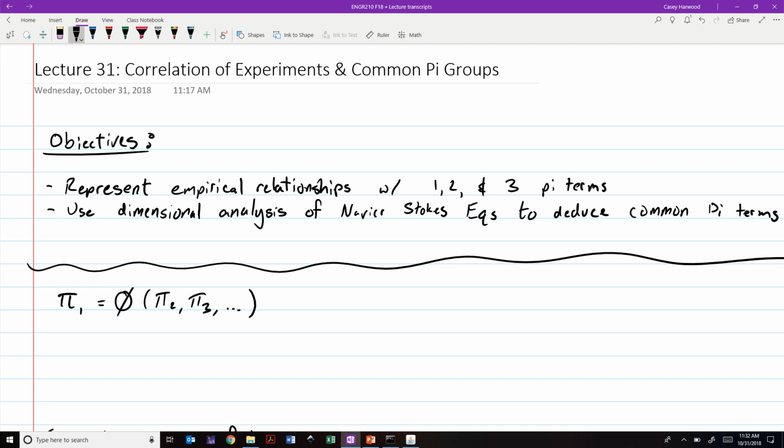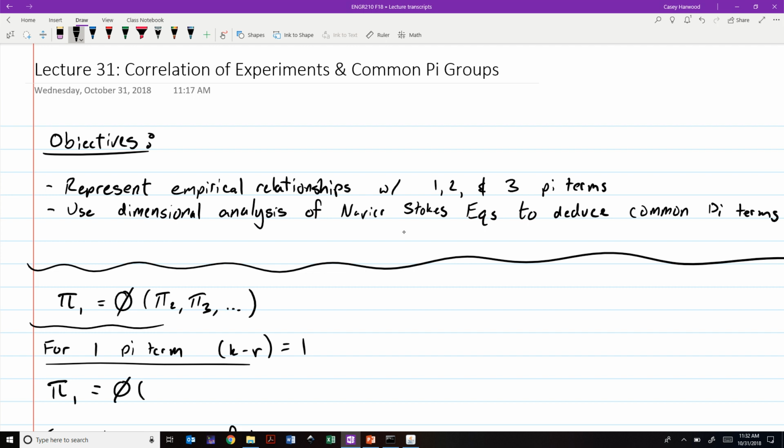So the first case is for one pi term, right? This is if the value of k minus r is equal to 1. And in this case, we end up with pi 1 equal to basically a function of nothing, which means it has to be equal to a constant. Okay. So this becomes useful in actually quite a few cases.